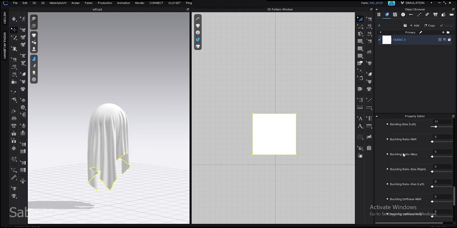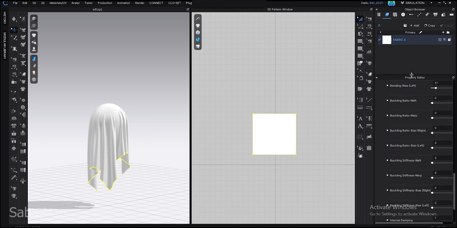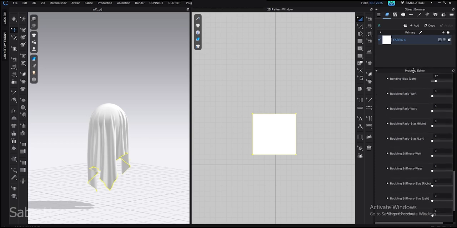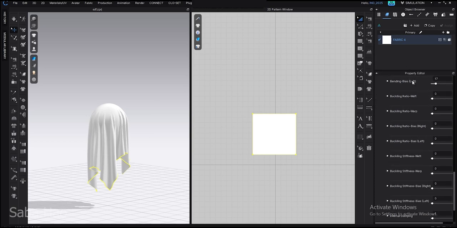Think of Cloth 3D not as a styling tool, but as a physical simulation environment. When you understand cause and effect, you stop guessing and start controlling the garment. That's when your designs begin to look believable.